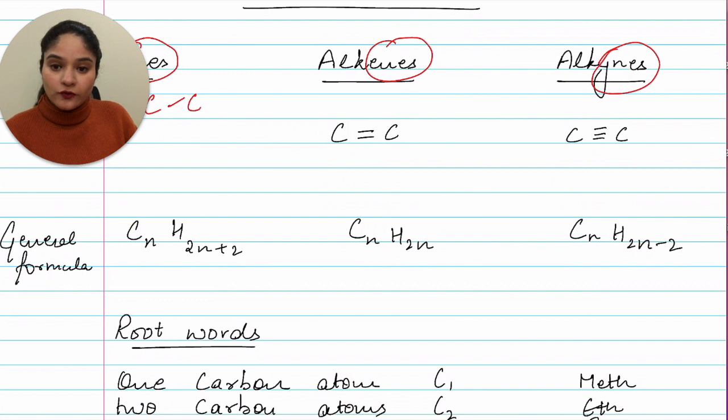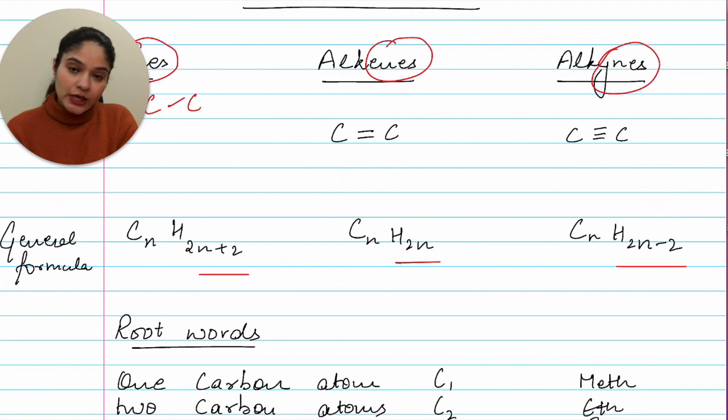Now, the general formulas are CnH2n plus 2, CnH2n, and CnH2n minus 2. If you do not know this, then please go ahead, watch the video on organic chemistry first, and then come back here and understand the naming of IUPAC.